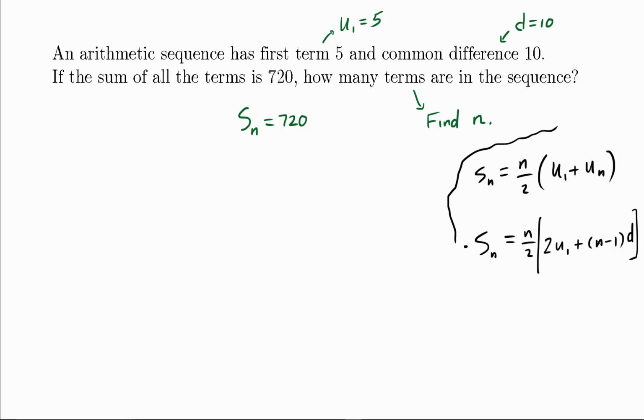An arithmetic sequence has first term 5 and common difference 10. If the sum of all terms is 720, how many terms are in the sequence?